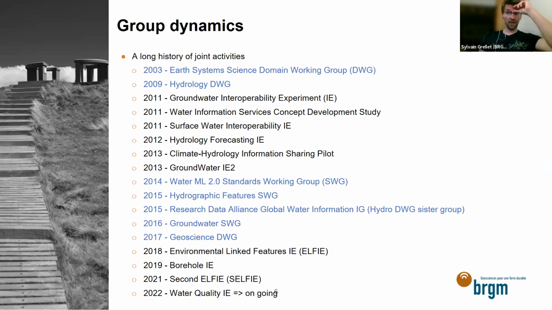I'd say group dynamics. I won't go through all of this, but that's just to exemplify how the group works. The group was started in 2009 actually, and we had all those interoperability experiments on groundwater, surface water, forecasting that generated standards at surface, like the WaterML 2.0 time series standards, and the rating curve standard. Then we moved with some work with Dave as well on hydro features, then GroundwaterML 2. We had a bunch of interoperability experiments on how we could link environmental features. I mentioned the borehole interoperability experiment at the end because for boreholes and wells and groundwater, there is an important overlap. And now we are working on that water quality data exchange exercise.